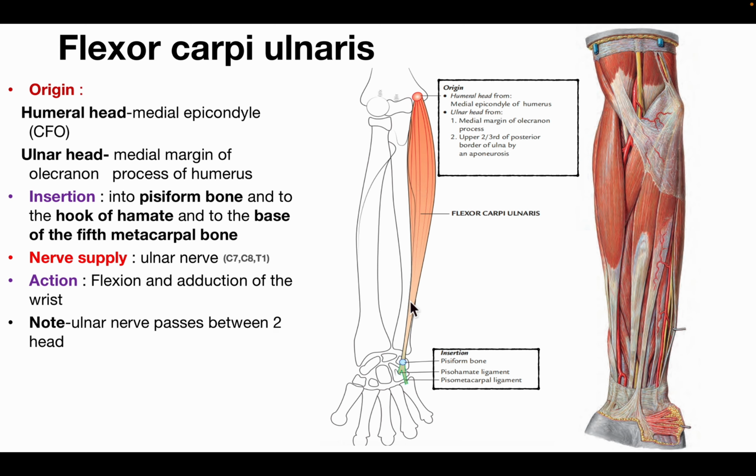Insertion takes place in the pisiform bone. From the pisiform bone, the insertion takes place into the hook of the hamate and to the base of the fifth metacarpal bone. Nerve supply is by the ulnar nerve, which has root value C7, C8 and T1. The action is flexion and adduction of the wrist joint. And note that the ulnar nerve passes between the two heads of the flexor carpi ulnaris.